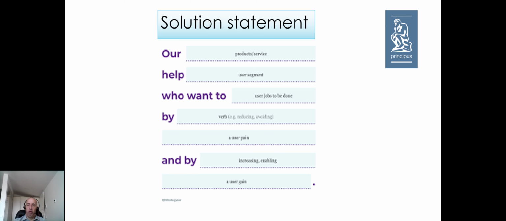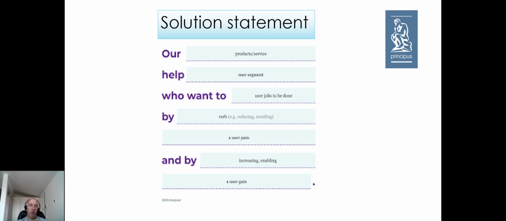A solution statement is a short, to-the-point message you want to deliver at the end of the presentation that will motivate your target group to act. One example is the solution statement template, used generally for product value proposition, but it can be used for any solution communication. The flow goes like this.